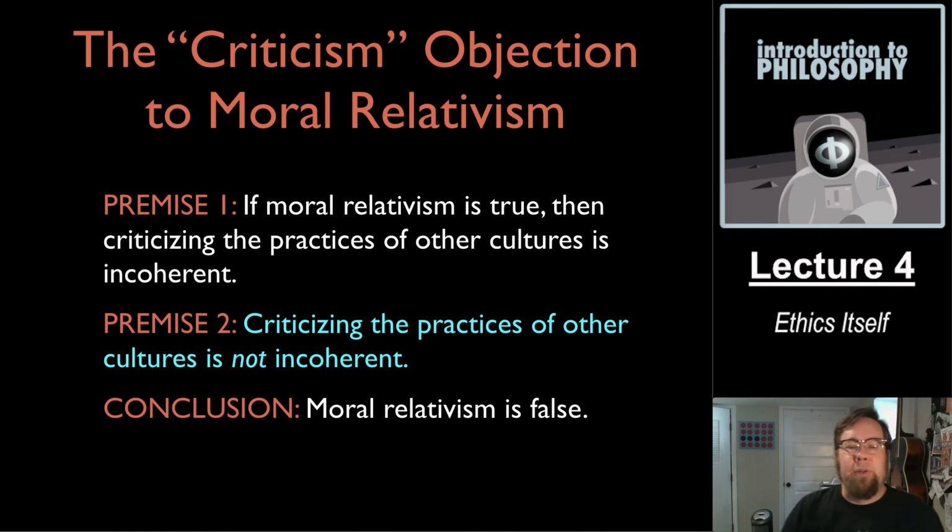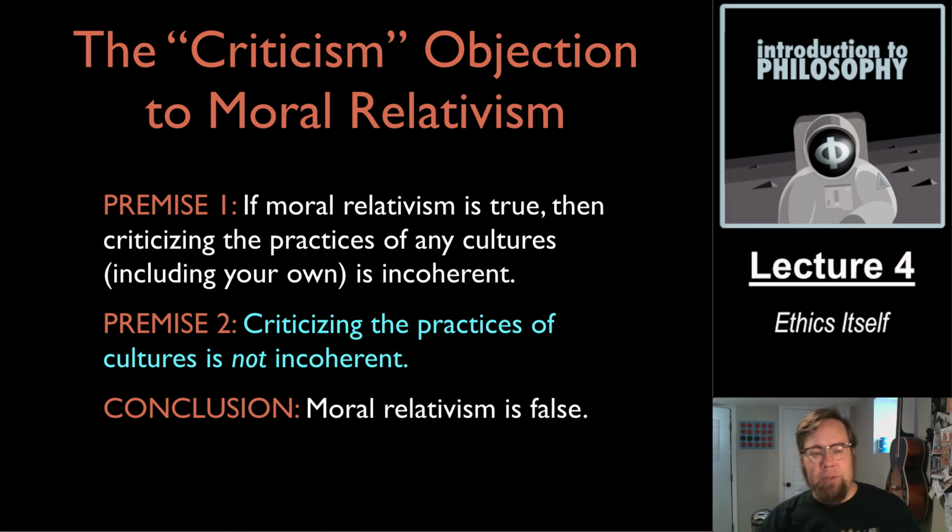Let's go back to the criticism objection. So one way of putting the criticism objection is about criticizing other cultures. If it makes sense to criticize the practices of other cultures, then that would seem to show that moral relativism is wrong. It doesn't have to be emphasized in terms of other cultures, though. We can make the same sort of point about your own culture. So we got a slightly different first premise here. If moral relativism is true, then criticizing the practices of any cultures, including your own, is incoherent.